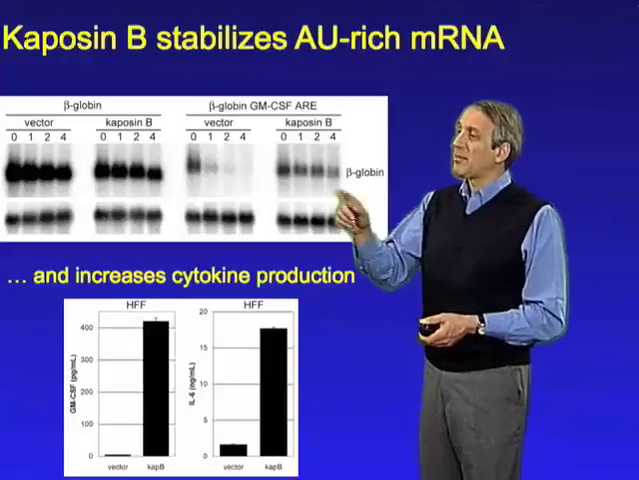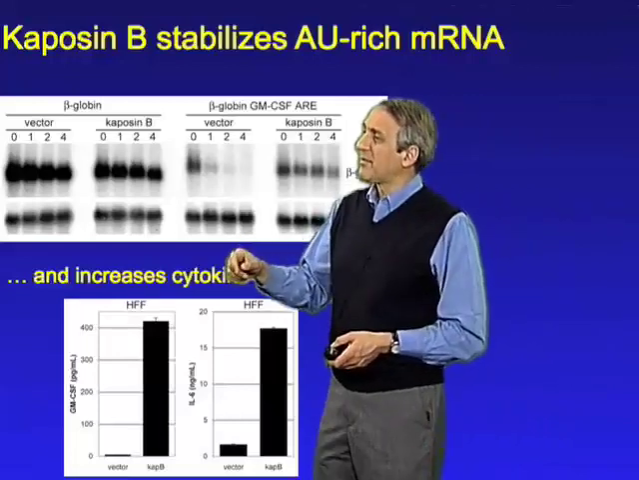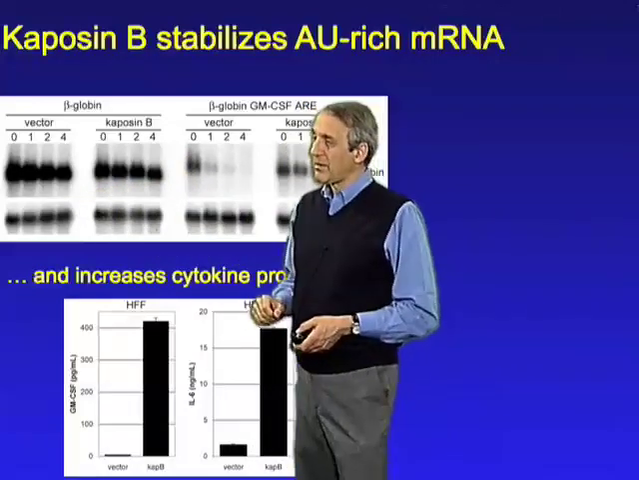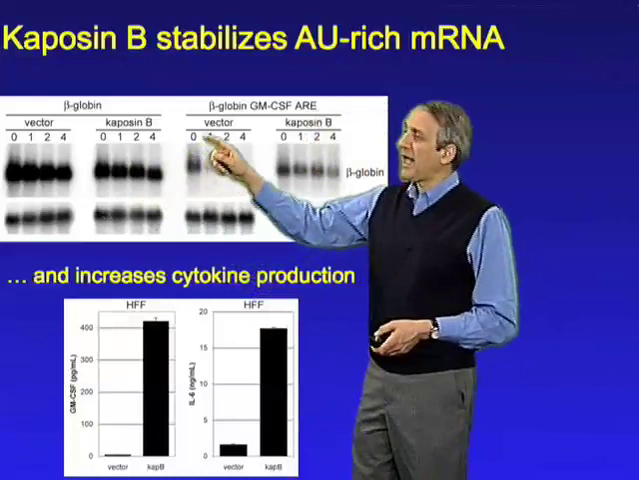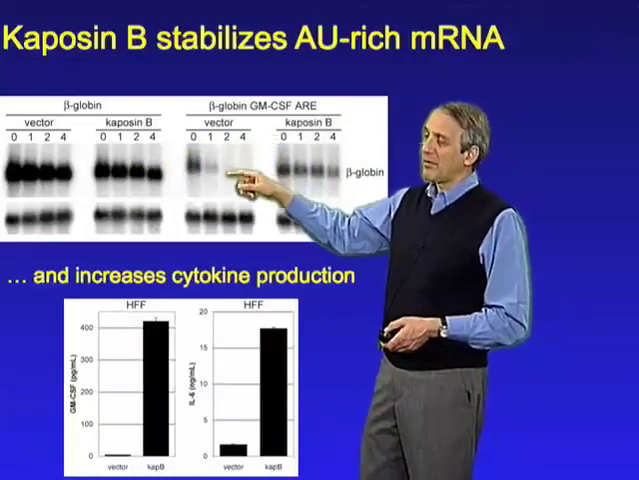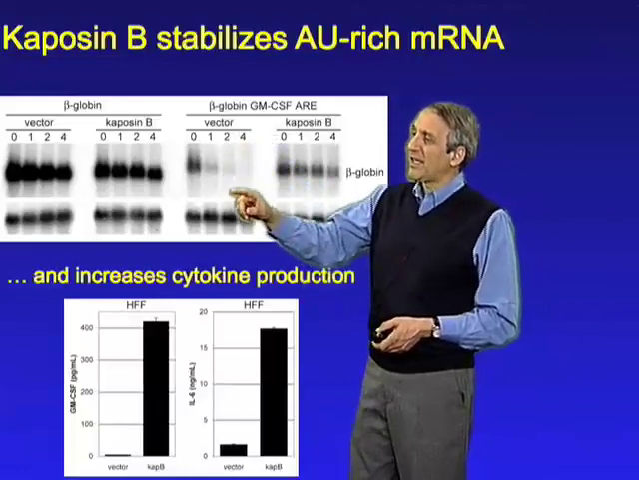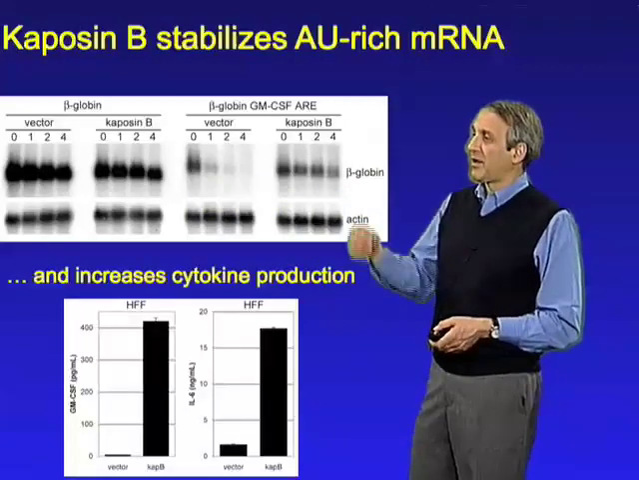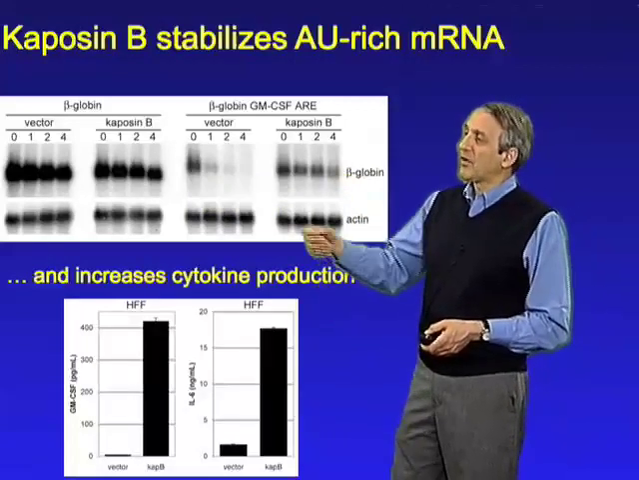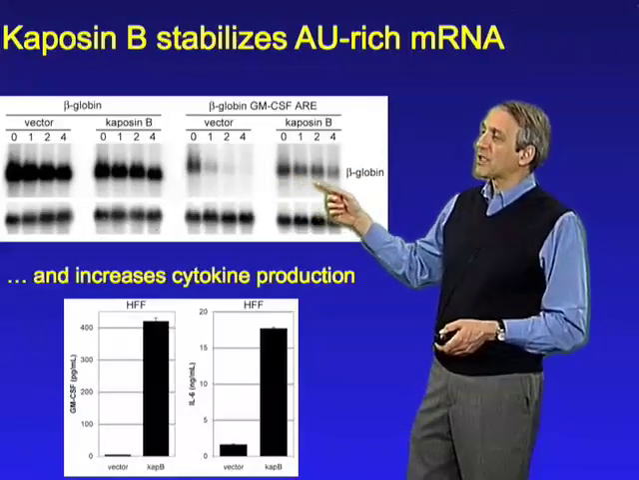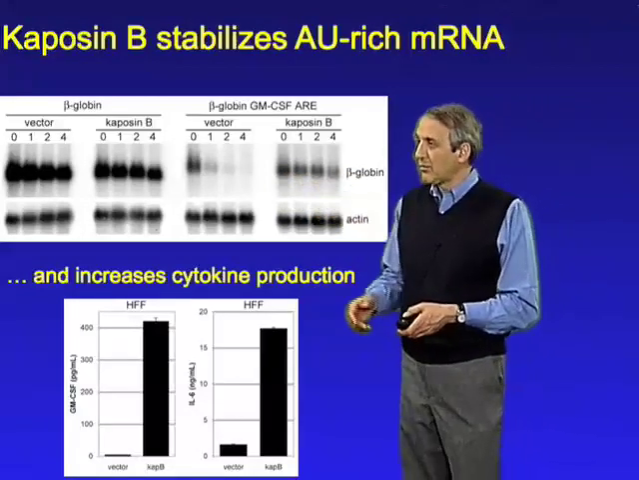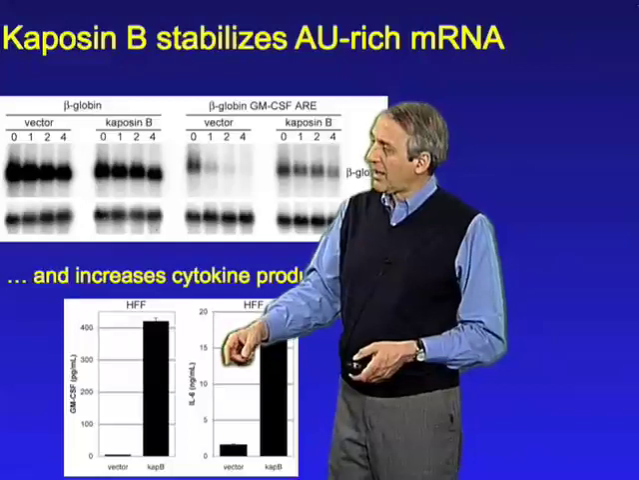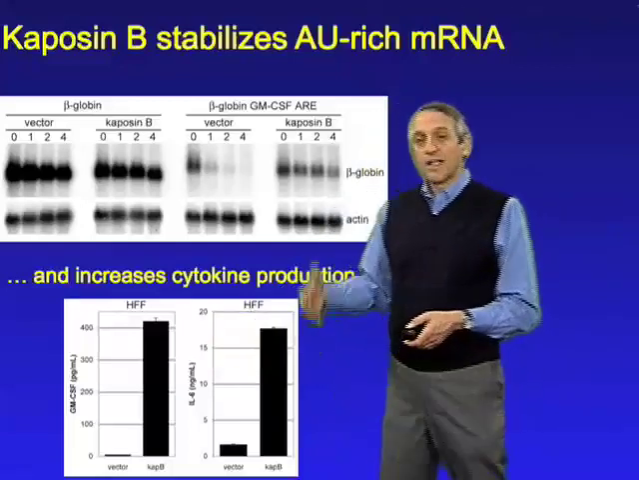So here's the experiment at the top panel. You can see that beta globin itself with no ARE is a stable RNA, and that stability is not regulated by Kaposin B. When you put an ARE from, in this case, GM-CSF, but you can do this for other AREs, you can see that, as Kamen showed years ago, RNA stability is greatly impeded, and the RNA is turned over very rapidly. But that turnover can be partially inhibited by co-expression of Kaposin B. And as you would surmise from that, cells expressing Kaposin B have exaggerated production of GM-CSF and IL-6 and several other cytokines.